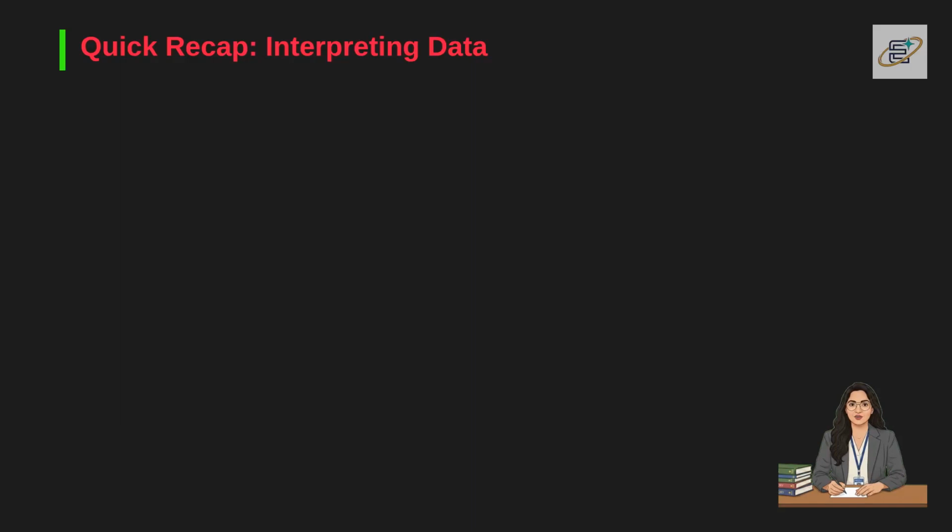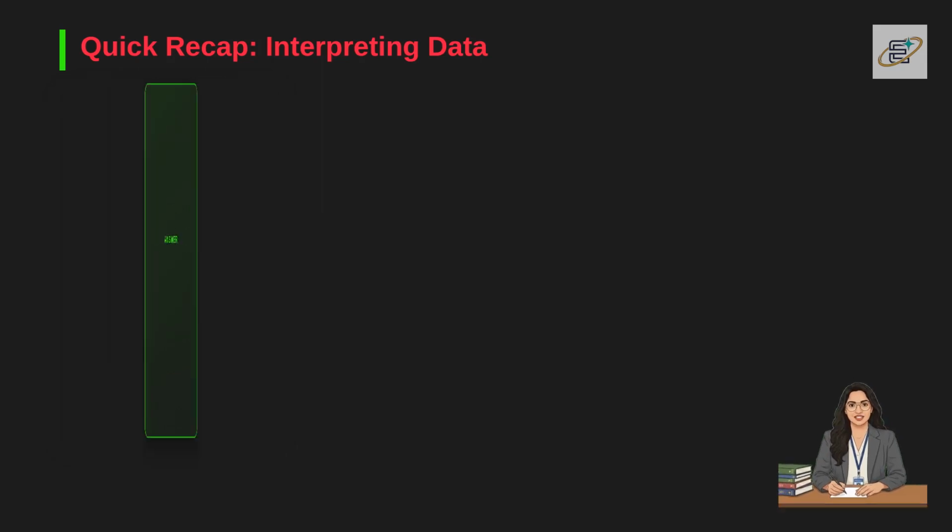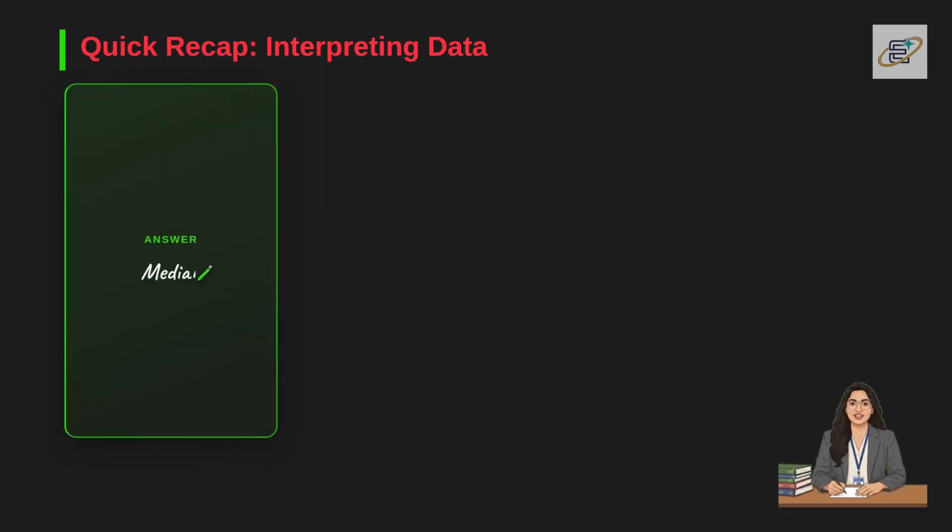Let's lock in what we have covered in this section with a quick active recall exercise. I will present a prompt, and I want you to try and supply the missing term before I reveal it. Ready? First prompt, the exact middle value of a sorted dataset is known as the blank. Think about how we handle skewed data. That is the median. It is your best defense against extreme values.